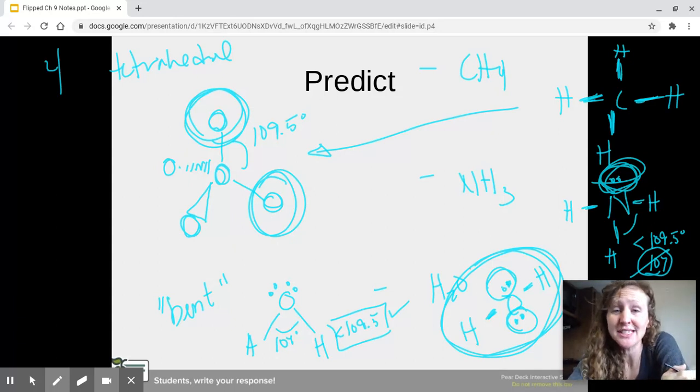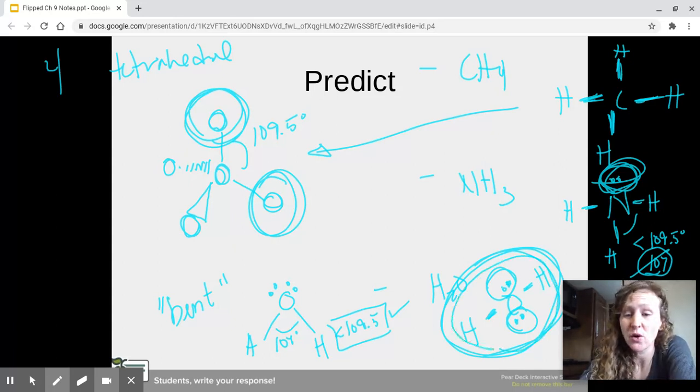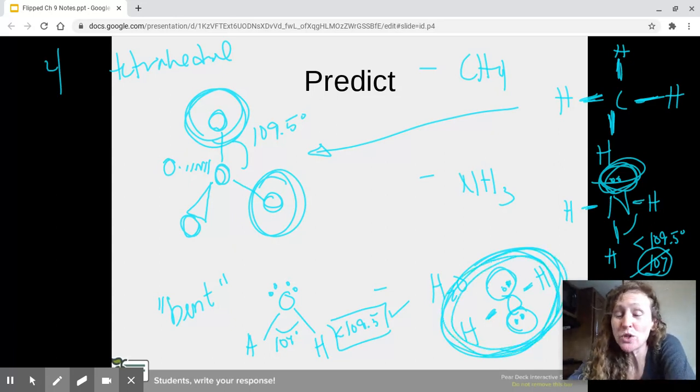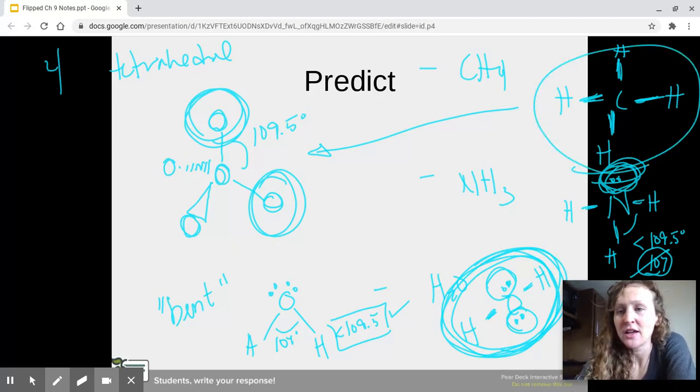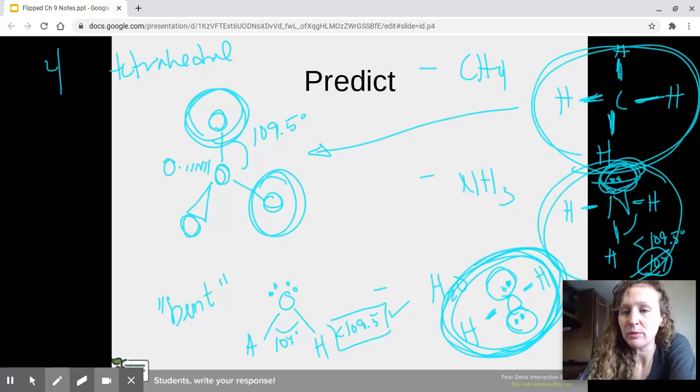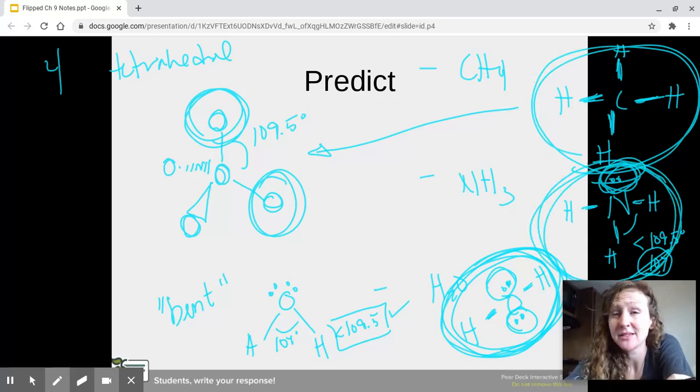A lot of times we draw water as a Lewis structure as if it's linear. And so you start to see, especially with the tetrahedral, that Lewis structures can be really deceiving. When we draw out water as a Lewis structure, we draw it out as if it's 180 degrees, and it's not. When we draw methane and even ammonia, we draw it as if those bonds are 90 degrees away from each other, and they're actually not.